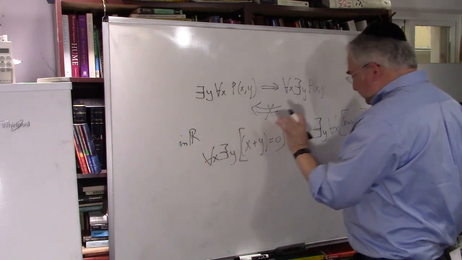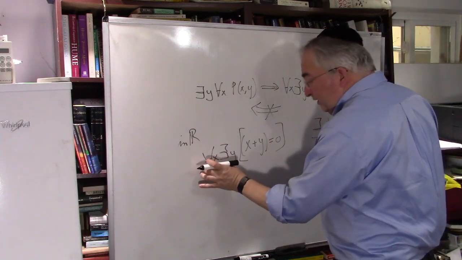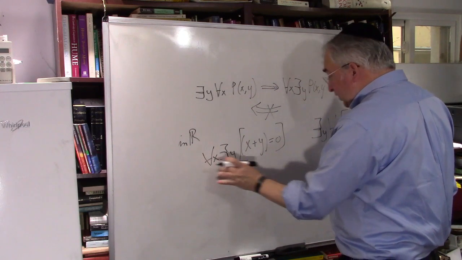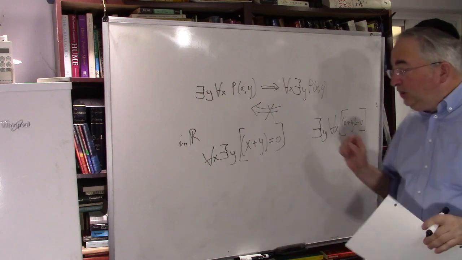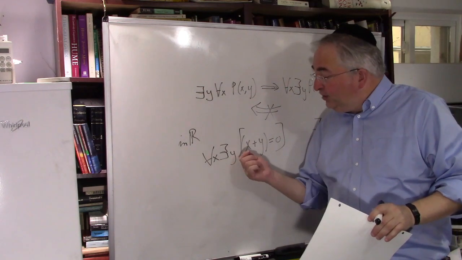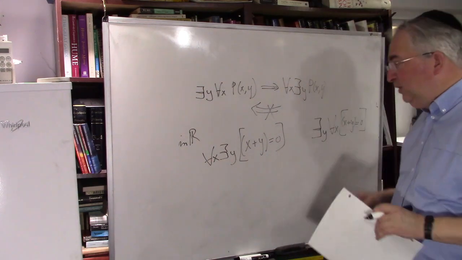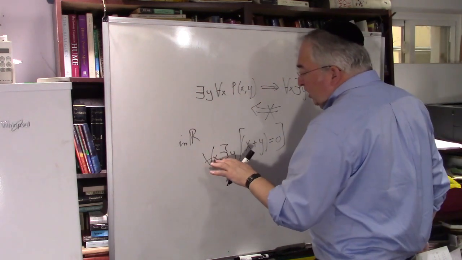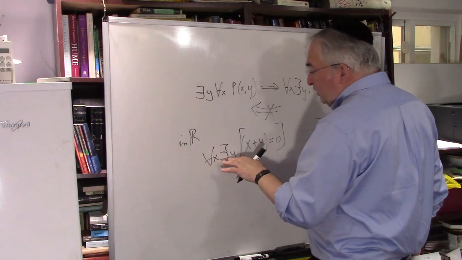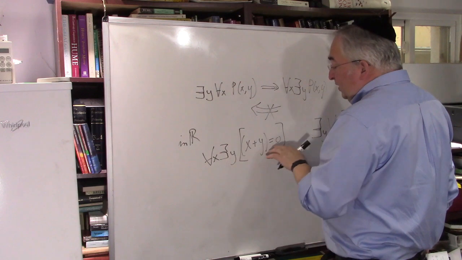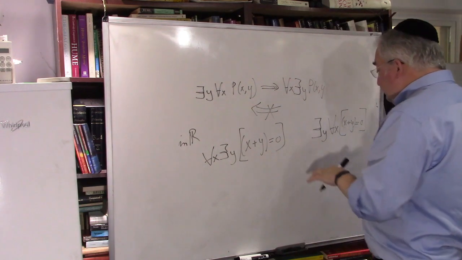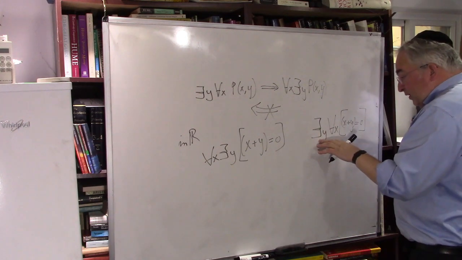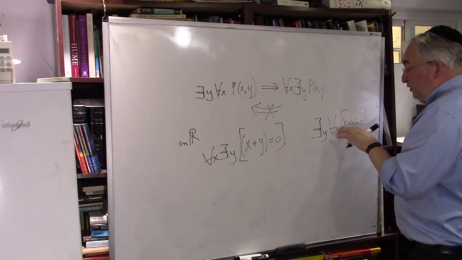Notice the formulas are exactly the same. The variables are the same, x and y. The quantifiers are the same, for all x, there exists a y. The only thing that's different is the order of the quantifiers. Let's see what this says. This says, give me any number whatsoever. There's a number that when you add it you get 0. This says there is a number that for any number when you add it you get 0.